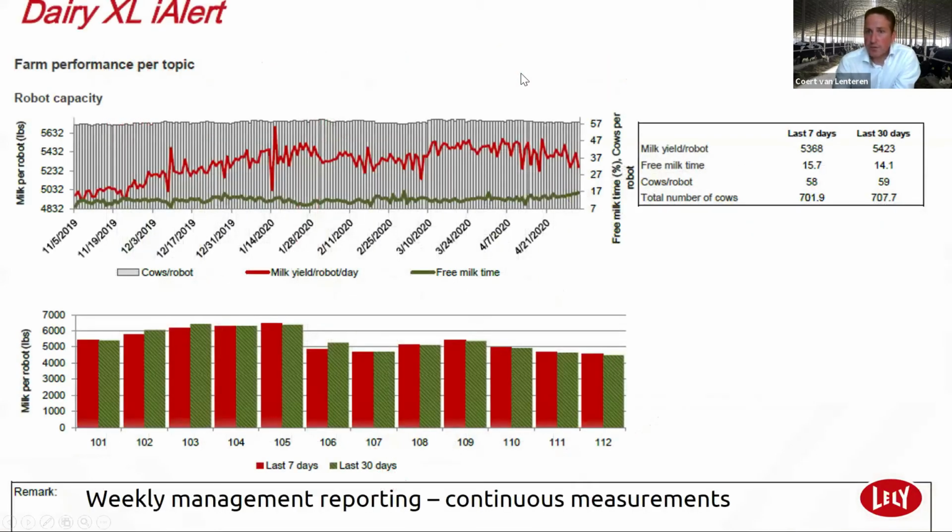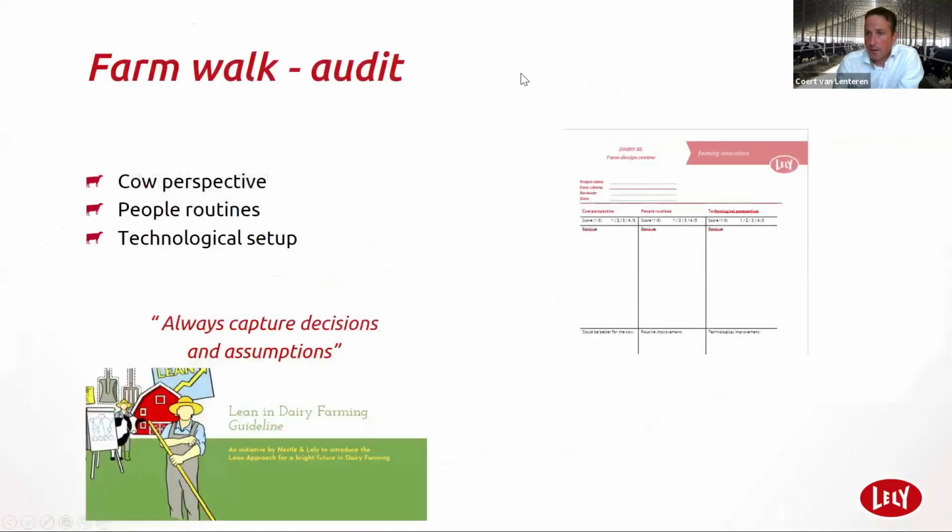Then making sure that you follow through on the numbers, the data, the information you receive from the crowd, and to work forward. Make sure that you do a farm walk continuously with the whole team, so not only with the leadership team, but also with the workforce. What do we see from a cow perspective? What do we see from people routines? What can we learn from our technology that we have on site, either being climate, being manure systems, feeding, whatever. And make sure that during those walks you capture your decisions, and you also are cautious that sometimes we take assumptions, making sure that we can turn them into decisions later on.